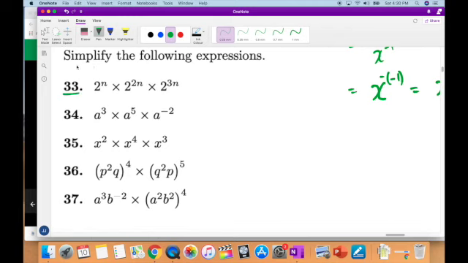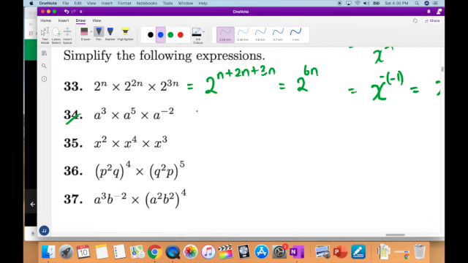Where's number 33? Simplify the following expression. Don't tell me what to do, tell me what to write. Write it out. Which is what? 6n. Everybody understand that? Shazay, you okay with this? Yes. Alright. Shazay, give me number 34.